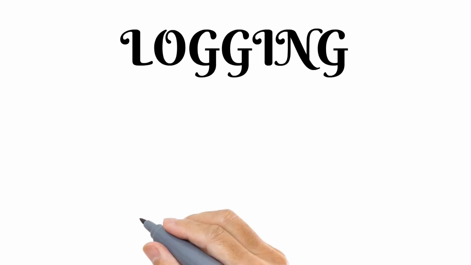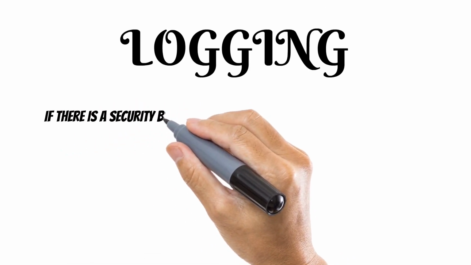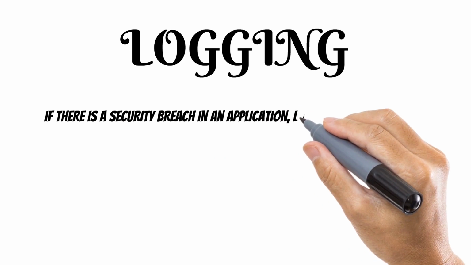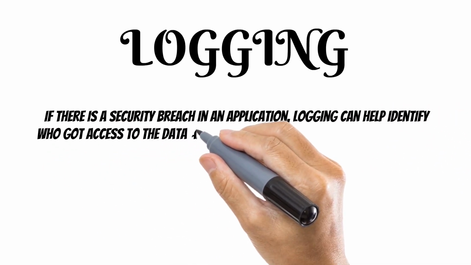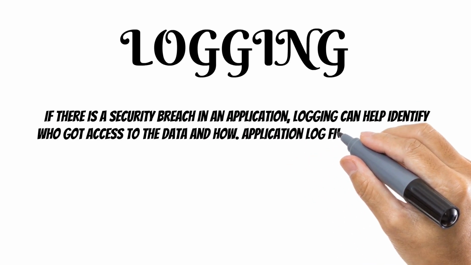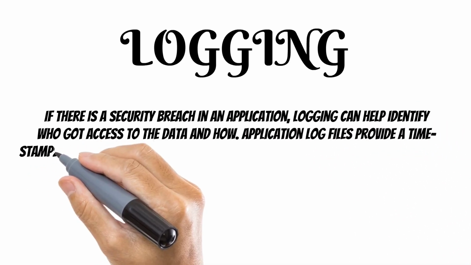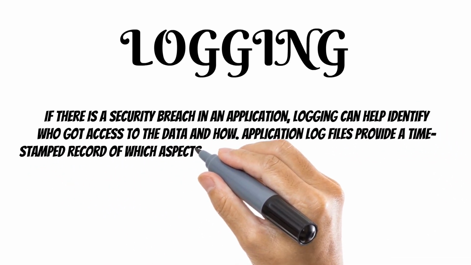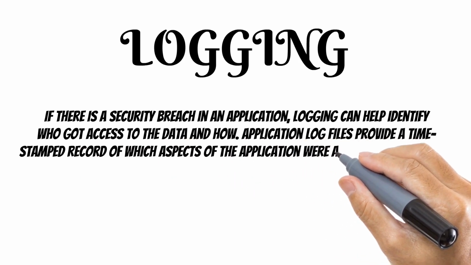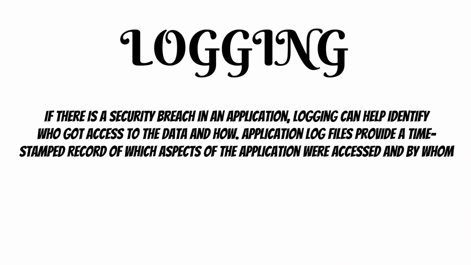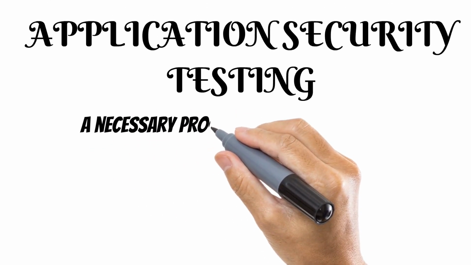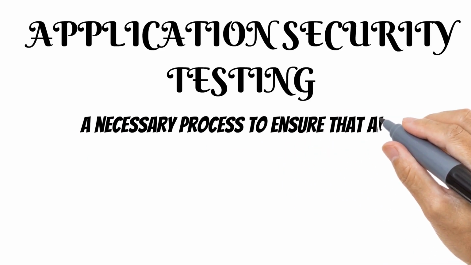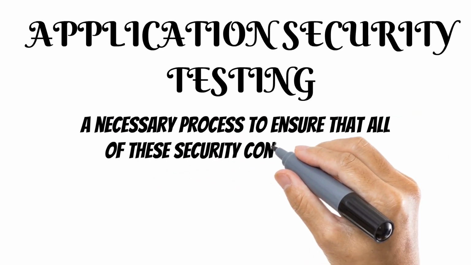Logging. If there is a security breach in an application, logging can help identify who got access to the data and how. Application log files provide a time-stamped record of which aspects of the application were accessed and by whom. Application security testing. A necessary process to ensure that all of these security controls work properly.